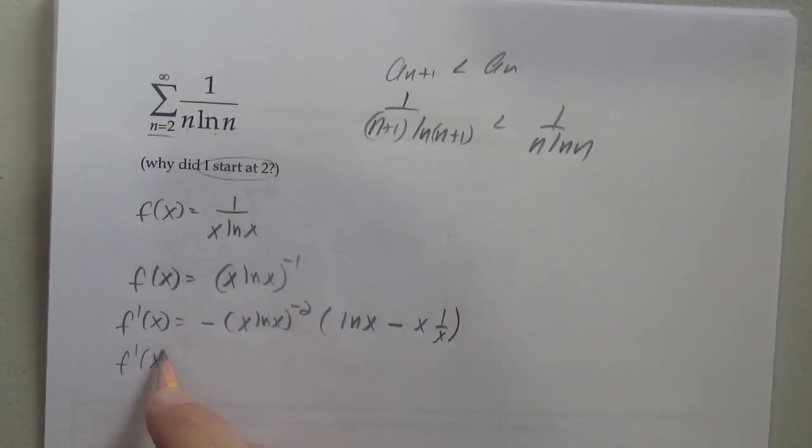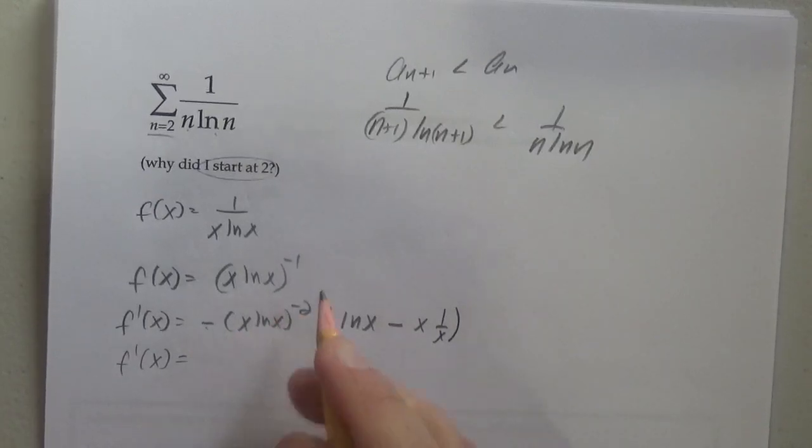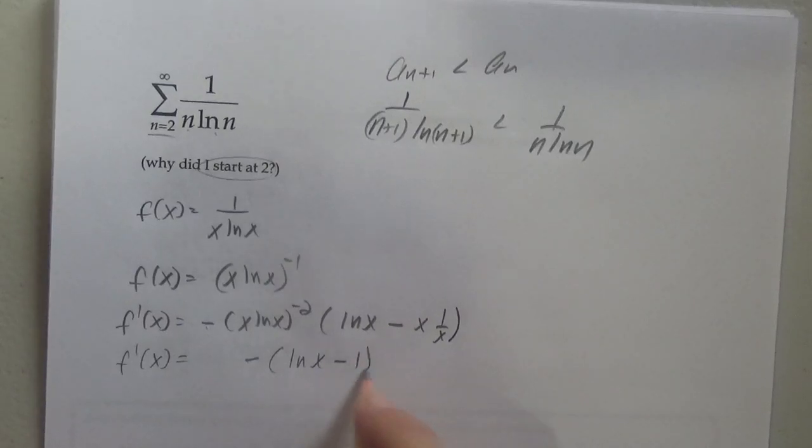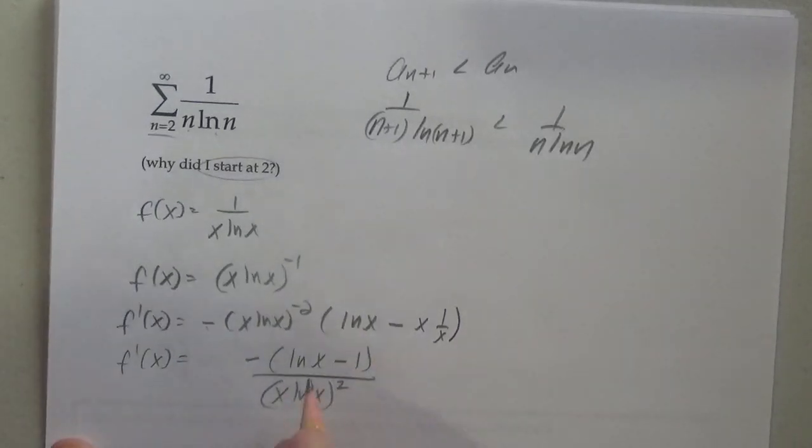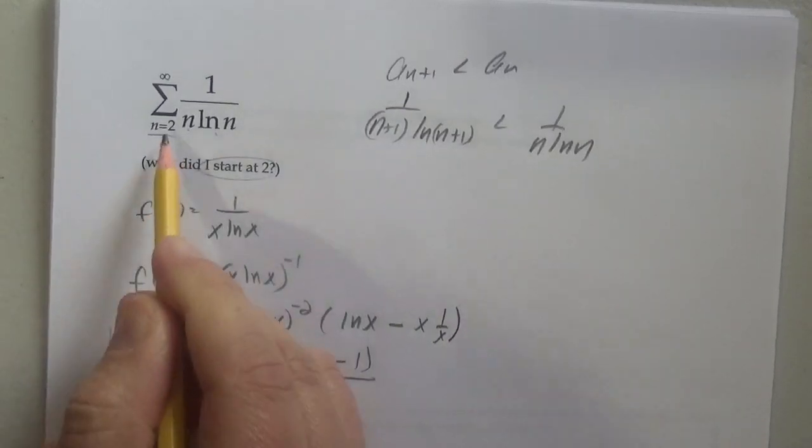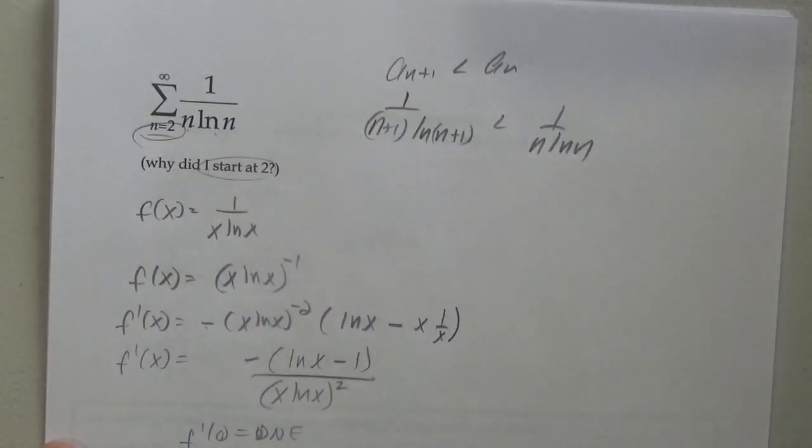So this is f prime of x is equal to, I'm going to put this thing in the denominator. I'm going to leave the negative up front. This is just negative ln of x minus 1 all over (x ln x) squared. So my denominator is equal to 0 if x is equal to 0, right? So f prime of 0 does not exist, and f prime of 1 does not exist, but that doesn't really matter because, again, my series starts at 2.